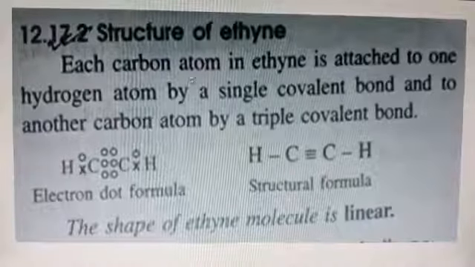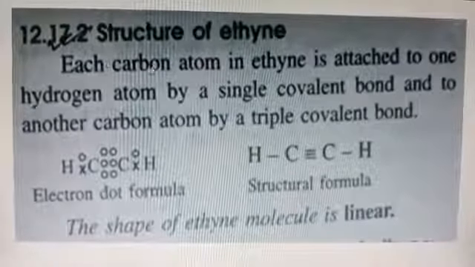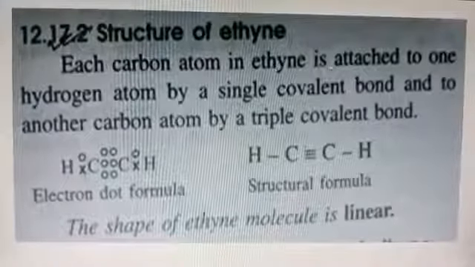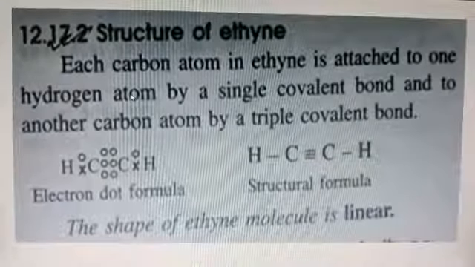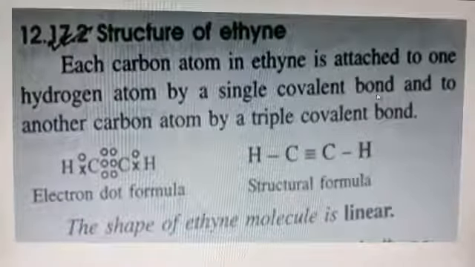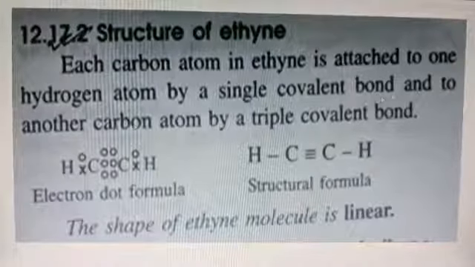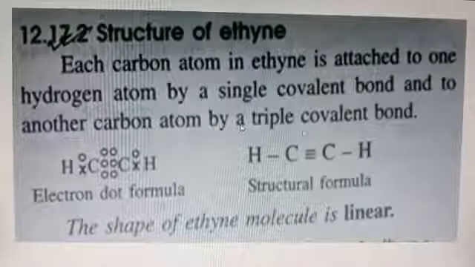Then structure of ethyne. Each carbon atom in ethyne is attached to one hydrogen atom by a single covalent bond and to another carbon atom by a triple covalent bond.